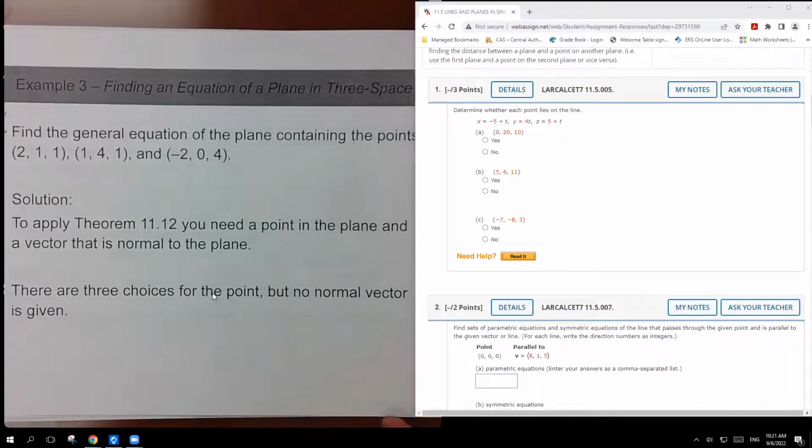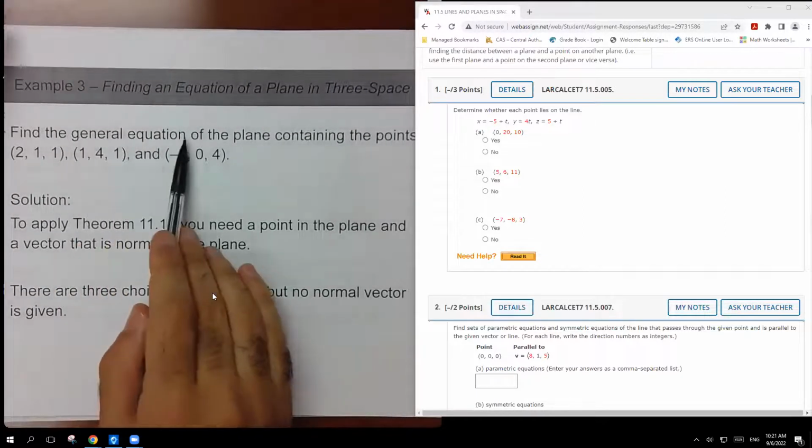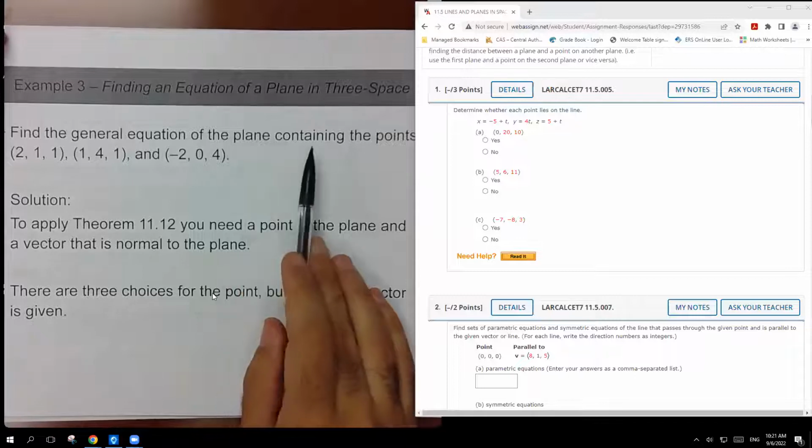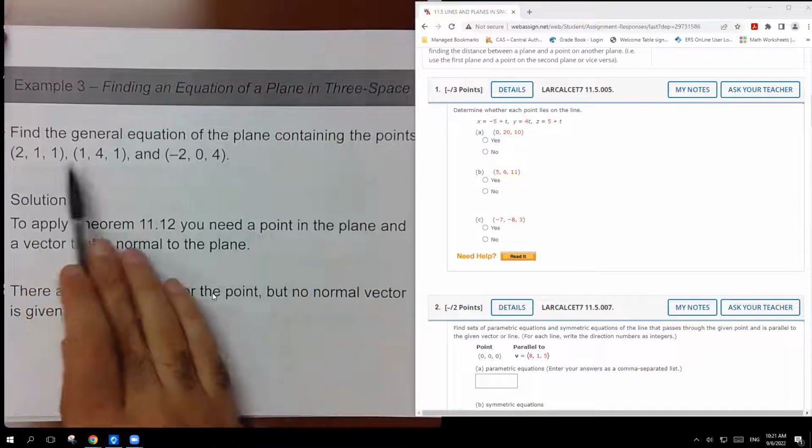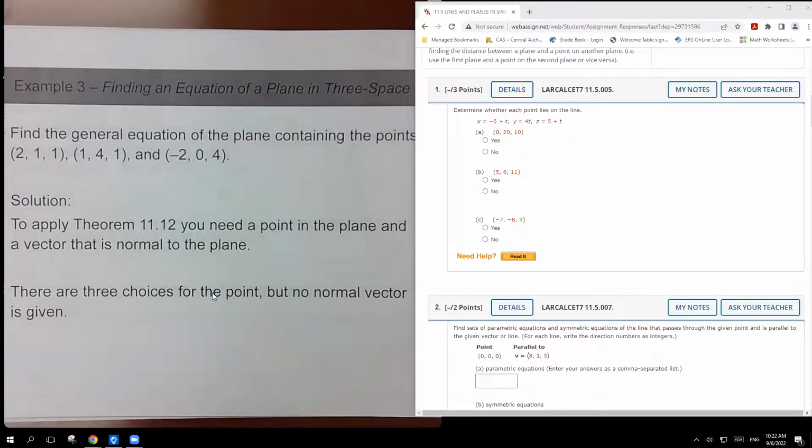If you look at this example, they ask you to find a general equation of the plane containing these 3 points. So we have only 3 points and there is no normal vector. We have to find a normal vector that's orthogonal to the plane. How are we going to find that?